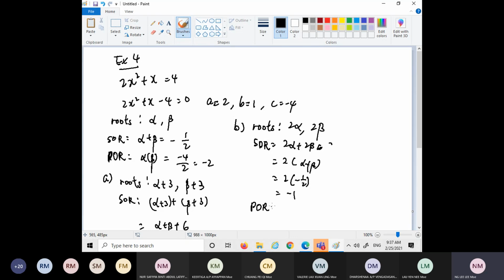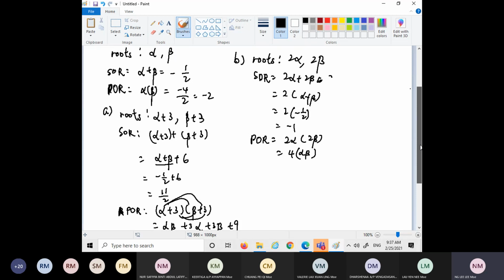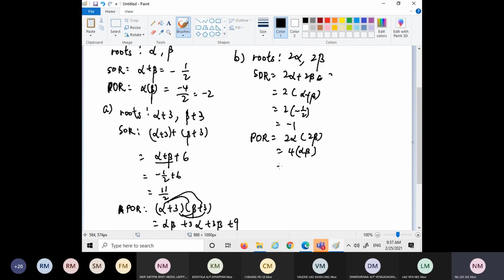Then POR, 2 alpha times 2 beta. So 2 times 2 is 4, so it becomes 4 alpha beta. This alpha beta, same thing, I'm going to replace it with negative 2. So 4 times negative 2 is negative 8. Now I'm ready with the SOR, POR, so I can just write out the quadratic equation.